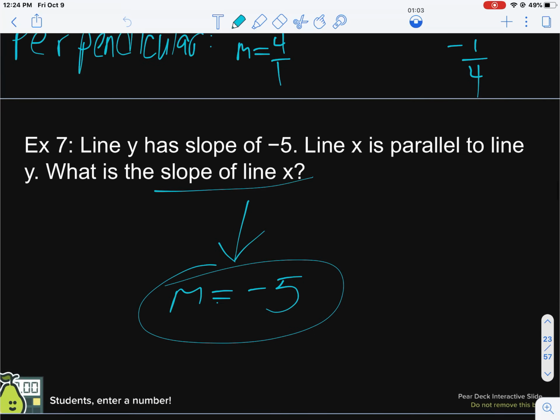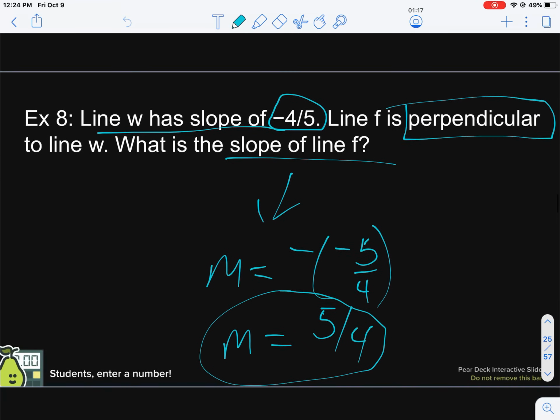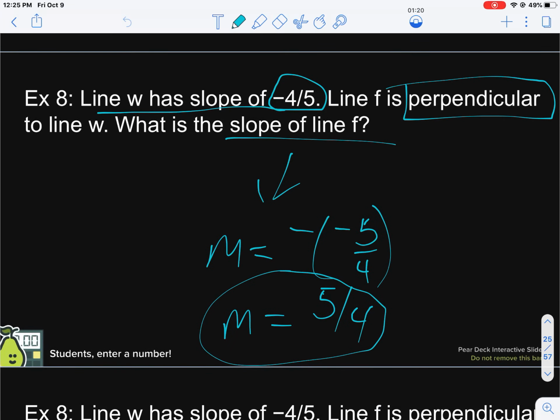So if we look, line y has a slope of negative 5. Line x is parallel to line y. What's the slope of line x? Well, the slope is negative 5 because line x and y have the same slope since they are parallel, and thus negative 5. For perpendicular lines, we have negative 4 over 5 is the slope of line w.